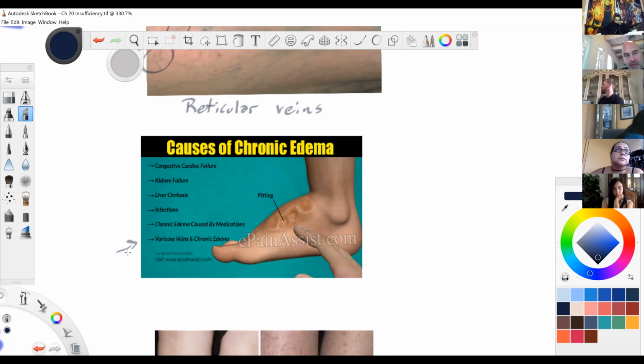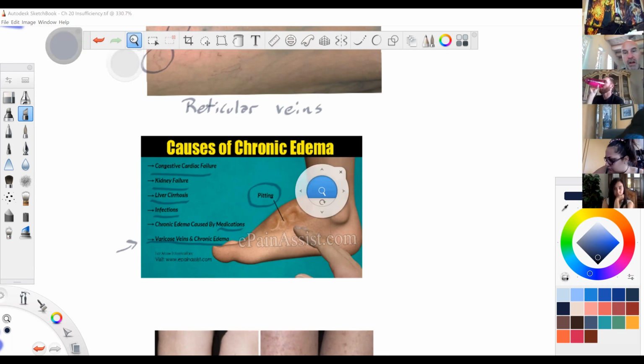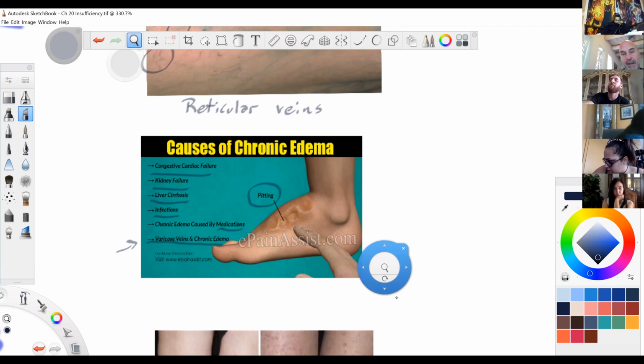So varicose veins, this is of course what we're talking about today, but yeah, medications, infections, cirrhosis, sure, kidney failure, congestive heart failure. This person has what's called pitting edema. It means you press on it, you squeeze it with your hand, you take your hand away, you see your fingerprints all over the place, and that's very common.